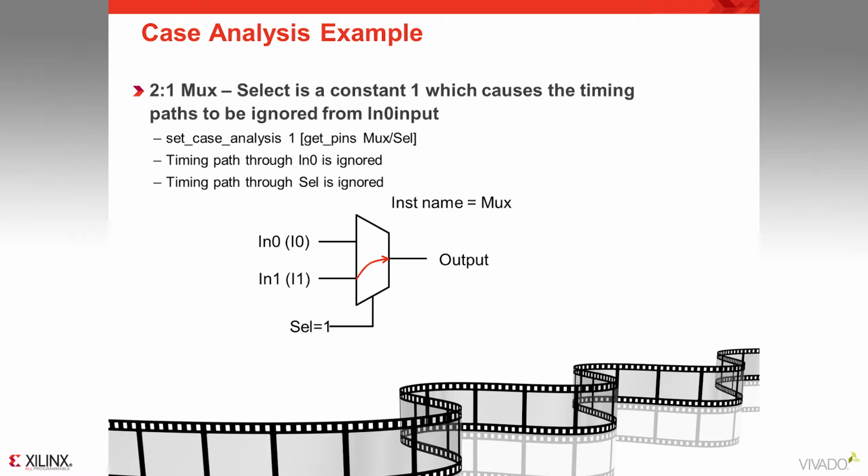In this example, the mux select pin is set to 1, which causes timing through N0 to be ignored if a set case analysis is set on the mux select pin.